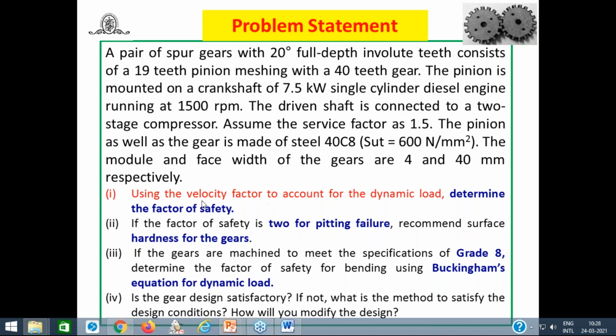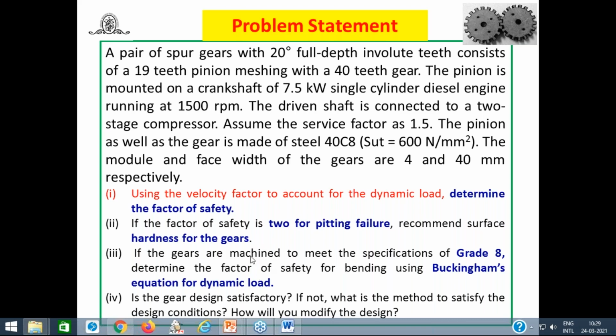What you have to do here: using velocity factor to account for dynamic load, determine FOS. So first, find out the factor of safety by taking into consideration the velocity factor for dynamic load. Second bit, the factor of safety is 2 for pitting failure. Pitting means wear failure, and FOS is 2. Recommend the surface hardness of the gear.